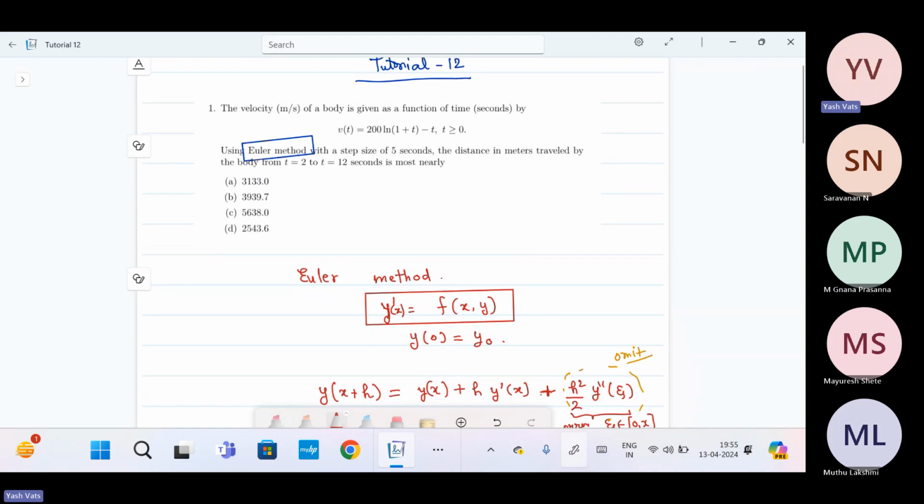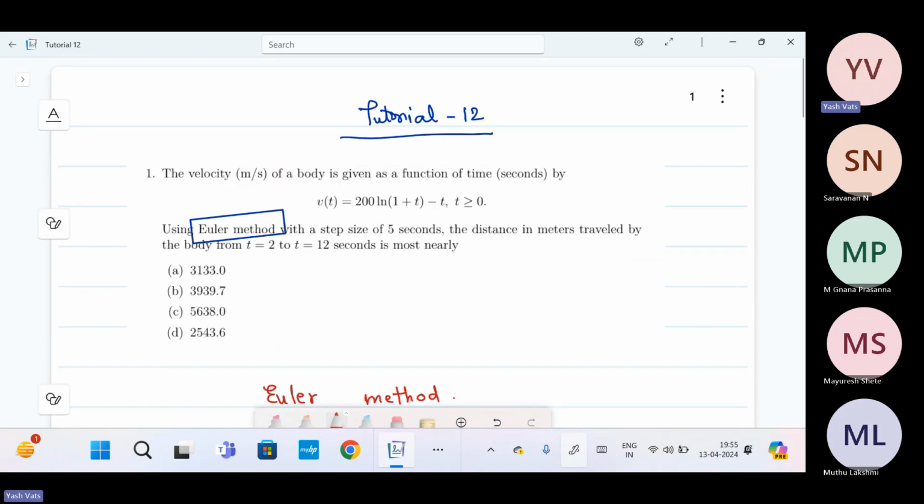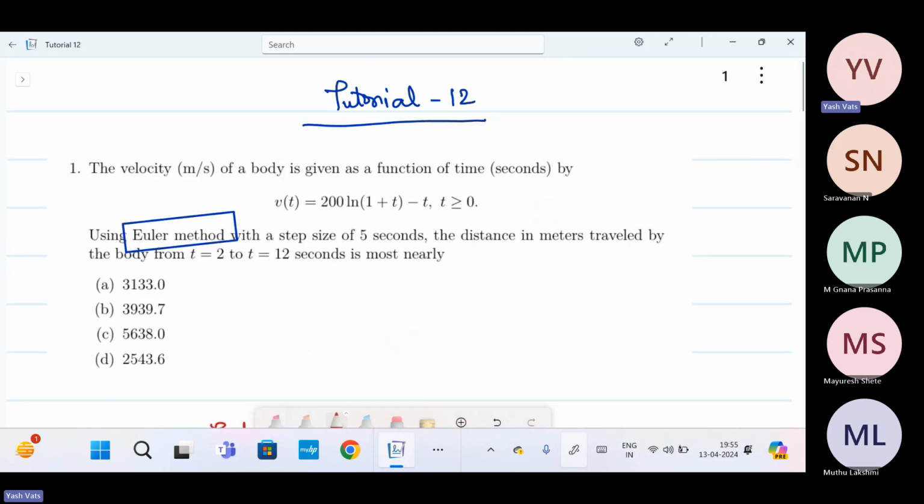It is step size. Okay, so here what you can think about it. I just write it here. So t equal to 12 seconds with a step size of 5. The distance in meters traveled by body from t. What do you understand from this question? Can anybody explain?